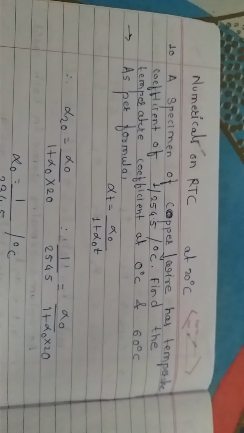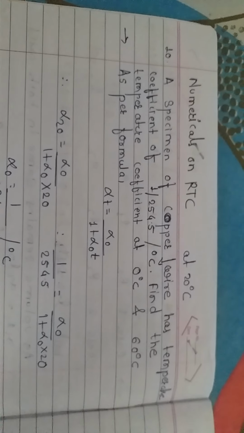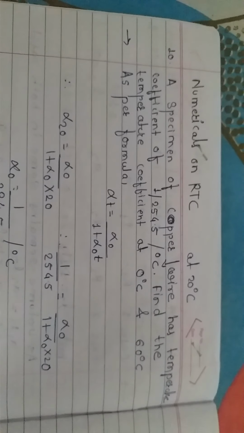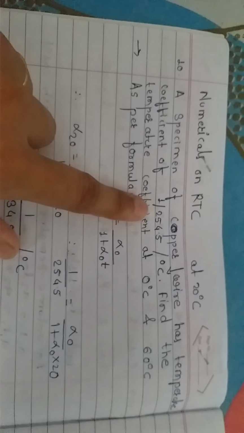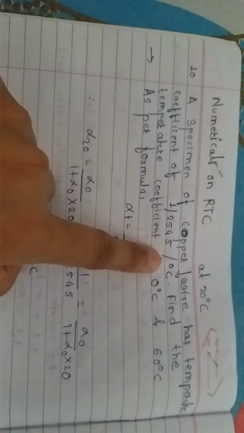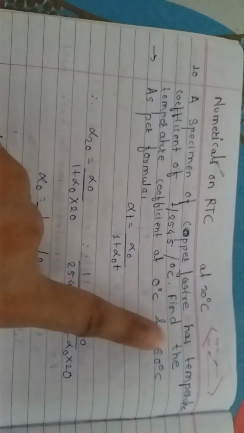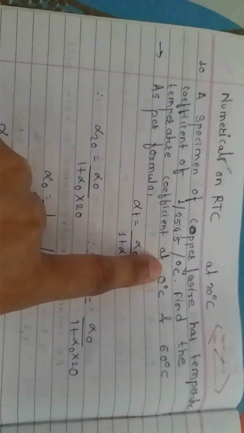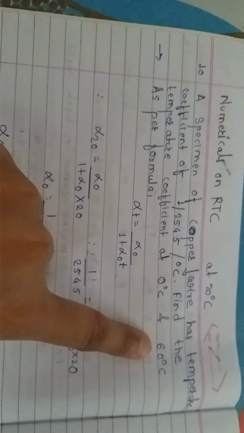Okay, now we will see the homework numericals based on the RTC. Okay, first see the numerical. The specimen of copper wire has temperature coefficient of 1 divided by 254.5 per degree Celsius at 20 degree Celsius. Find the temperature coefficient at 0 degree Celsius and at 60 degree Celsius.